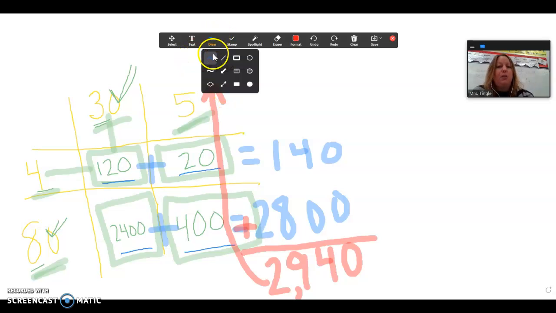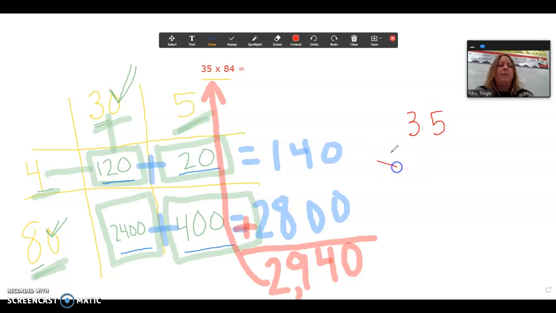Do I have to do partial products? Can I use the standard algorithm? Yes, you can use the standard algorithm, and we will do that now. So 35 times 84. We're going to begin by multiplying 35 by 4. 4 times 5 is 20. 4 times 3 is 12. 12 plus 2 is 14.